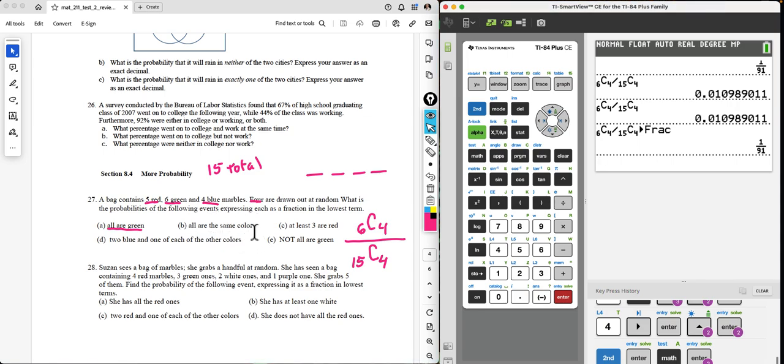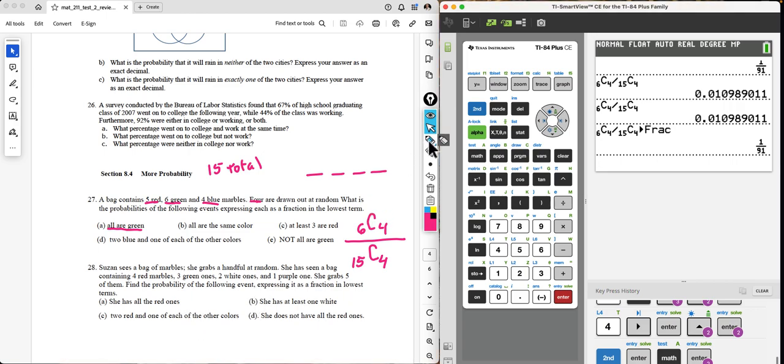All are the same color. And again, we'll go through the different ways to do these. Let me, I'm going to have to think about that one. Because basically I think you have to do 3 different ones. They're either all red, all green, or all blue. Oh, blue marbles, yeah. And then you would add those together. Well, let's just go ahead and do that while we're here.